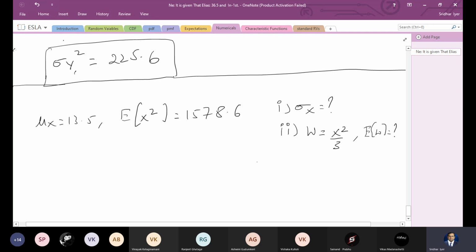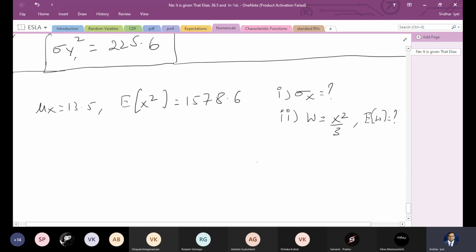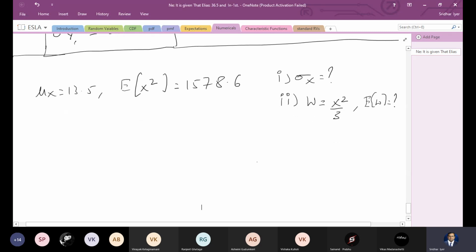Okay. So in the numerical, we are given mu x, which is 13.5, and we are given E of x square, which is 1578.6. We need to find the standard deviation, and then the second part, the mean of the new random variable w, given that w is x square by 3. Just a quick check, am I audible? Yes, sir.